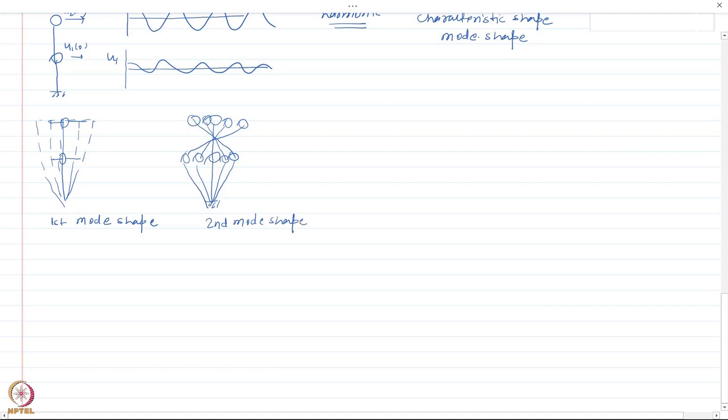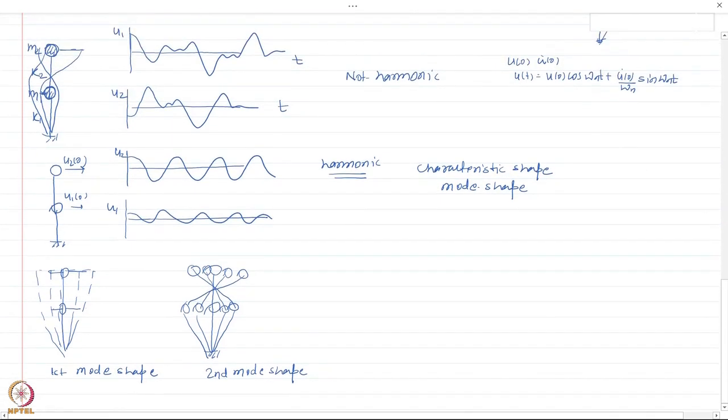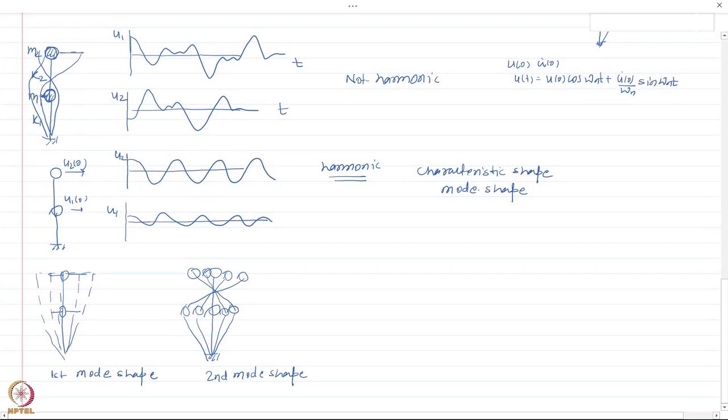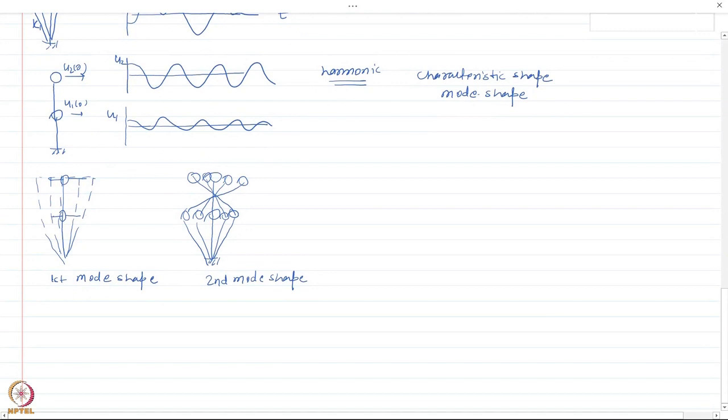So let us just recap. In general, if you initiate the free vibration motion of a multi-degree of freedom system by providing initial displacement to different degrees of freedom, the resulting motion at each degree of freedom would not be harmonic, and the structure is going to change its shape at each time instant. However, there exist a few characteristic shapes such that if the initial displacements are assigned proportional to those shapes, then the resulting motion is going to be harmonic, plus the structure is going to maintain its shape. Those characteristic shapes are called mode shapes, and an n degree of freedom system would have n such mode shapes.